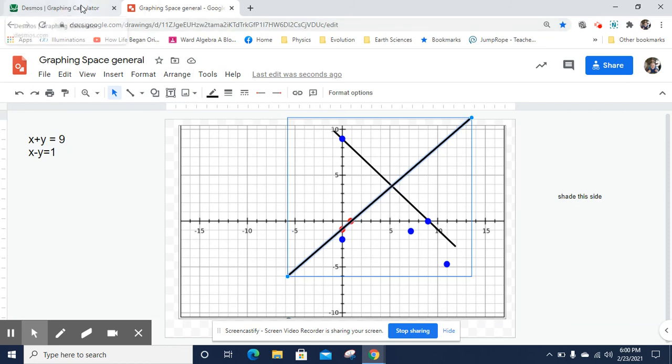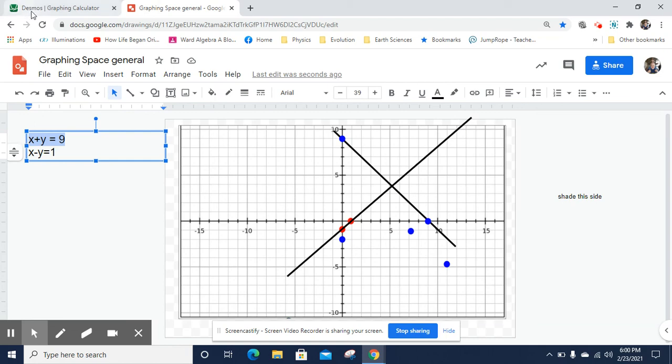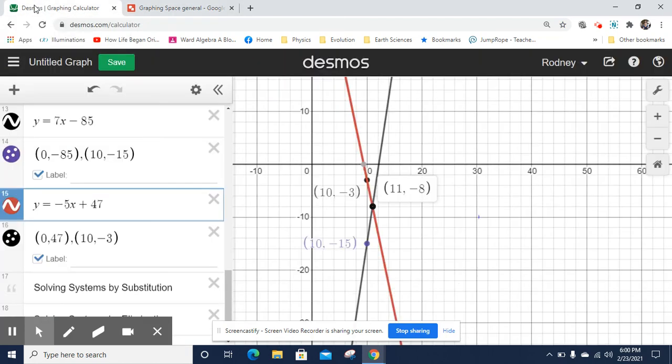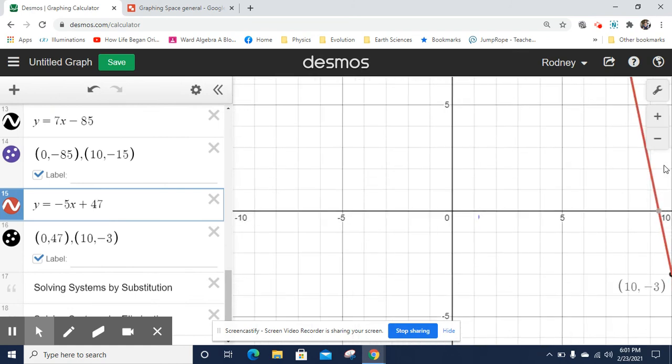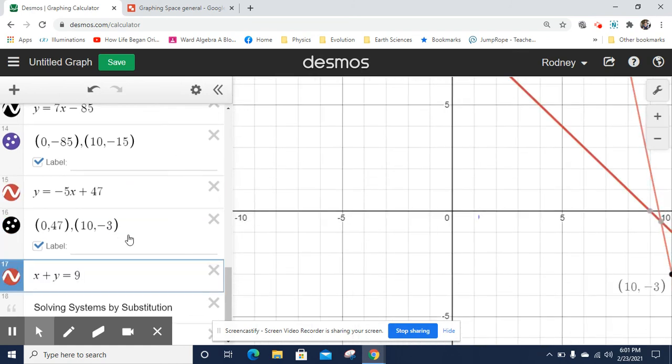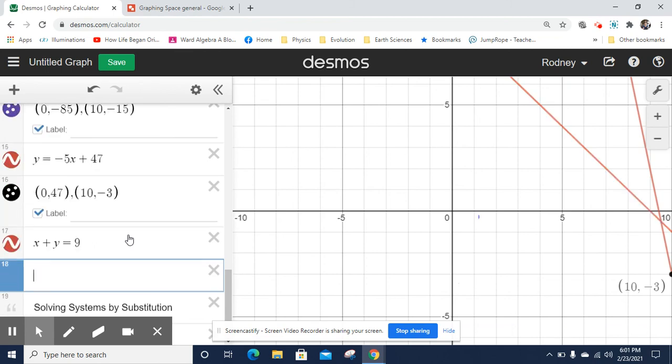Now we're going to go back to Desmos and confirm this solution. I'll zoom in here and we'll plot that. So x plus y equals 9, and x minus y equals 1. And there we have an intersecting point. That is a point that is shared by both lines in our system, considering both of these equations together. 5, 4 is the solution.